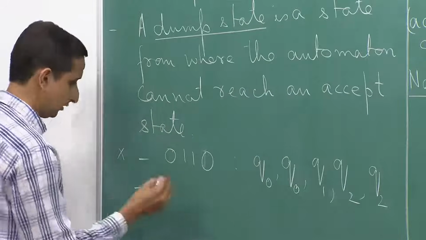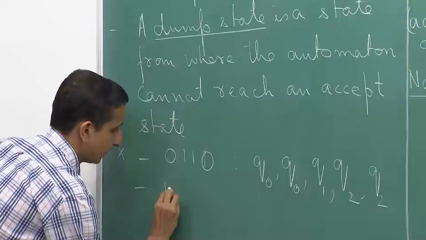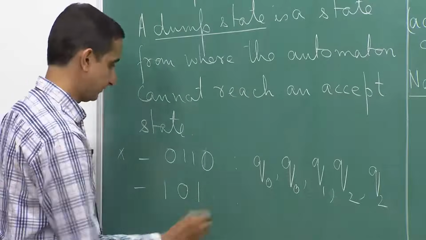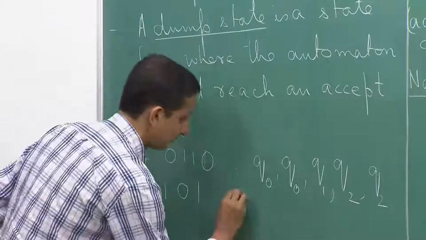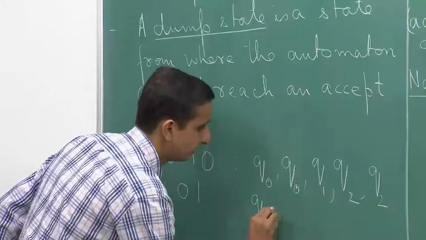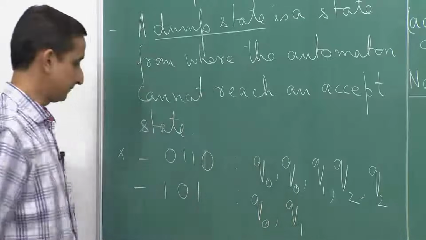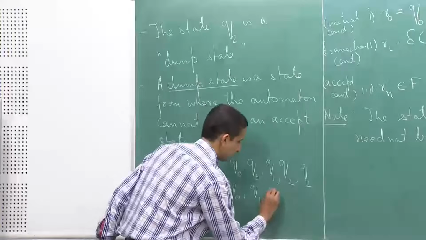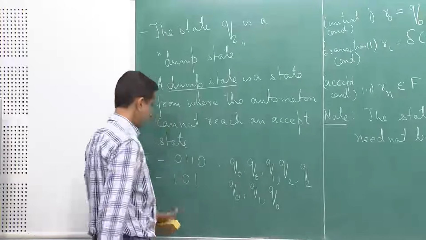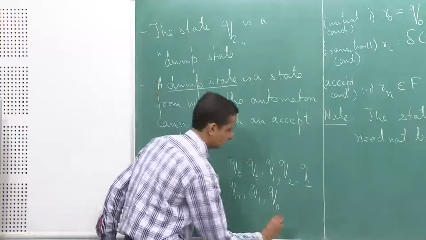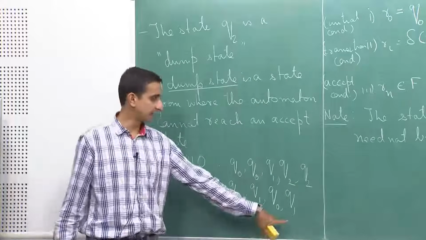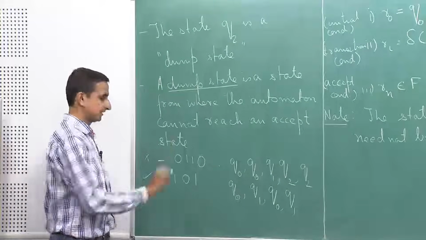On the other hand, if you look at an example like 1 0 1, what would be the computation? On 1, the automaton from Q0 will go to Q1. On seeing a 0 after 1, it will go back to Q0, and then again on seeing the next 1, it will go to Q1. Because Q1 is an accept state, this string is accepted.